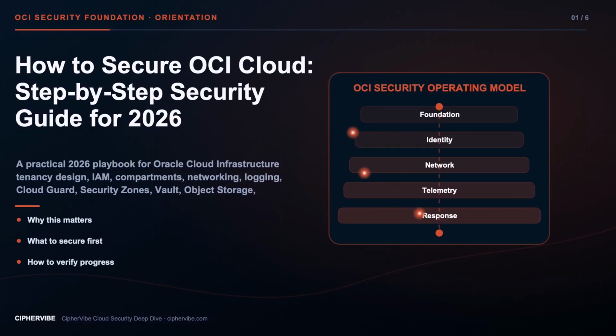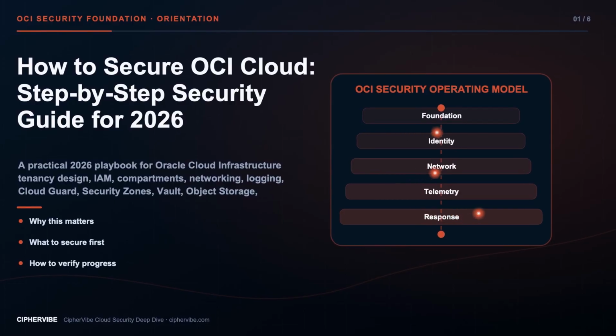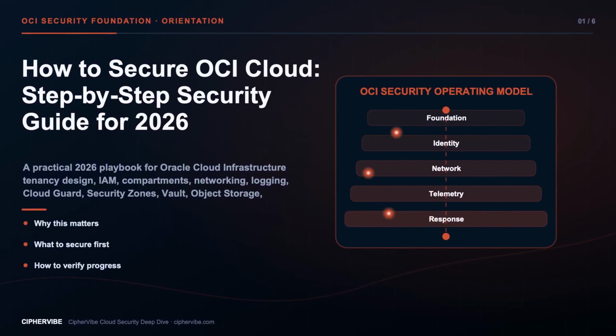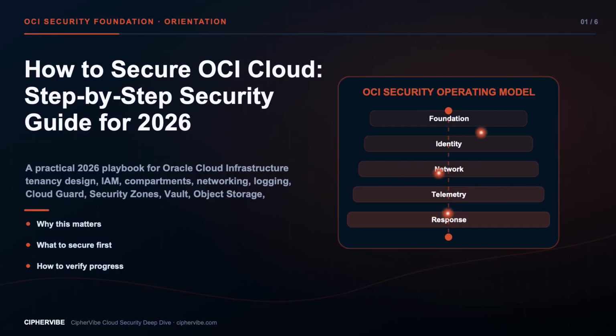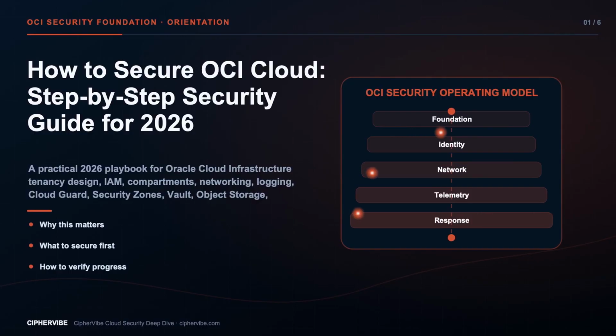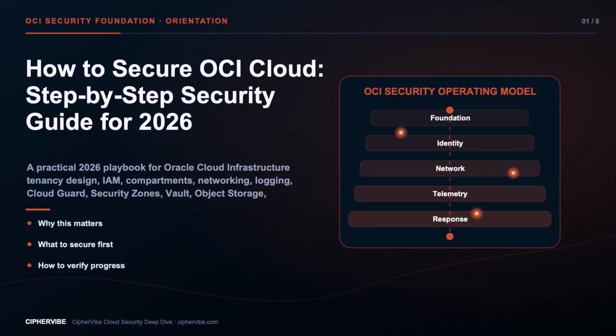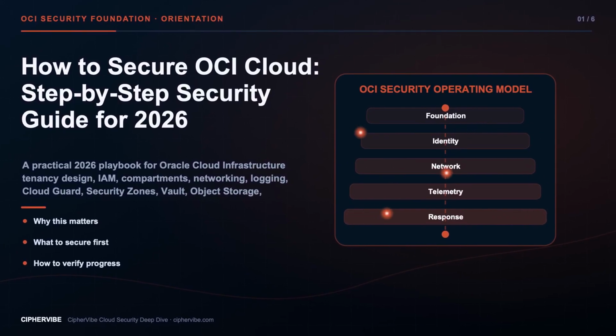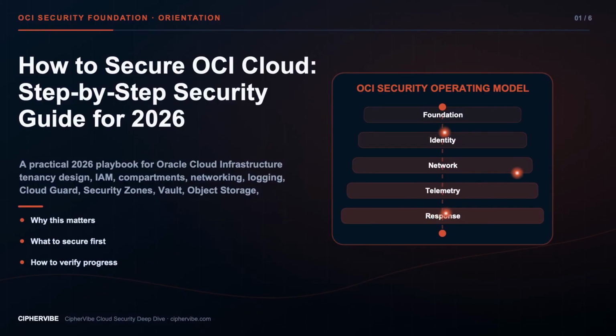This guide turns Oracle Cloud Infrastructure security best practices, Cloud Guard guidance, security zones, vulnerability scanning, object storage security recommendations, and logging guidance into a practical step-by-step hardening plan for 2026. The purpose is not to memorize a collection of service names. It is to build a mental model you can apply when accounts, teams, workloads, and threats change.